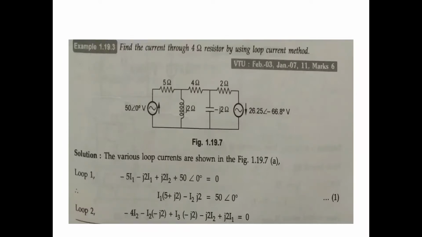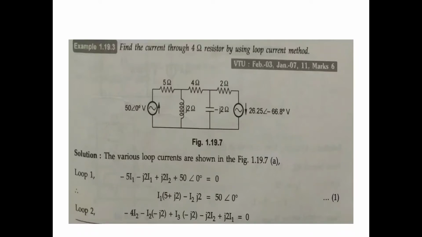Okay, next, the third problem. Find the current through the 4 ohm resistor using loop current. Here also, same, you write down the loops. First loop: 5I1 minus j2I1 plus j2I2 plus 50 angle 0 degree equals 0. This is 5I2 minus j2I1, the I1 current is flowing plus j2I2. Here I1 and I2, that's why I1 is common. 5 plus j2 minus j2I2, 50 at an angle of 0 degree.